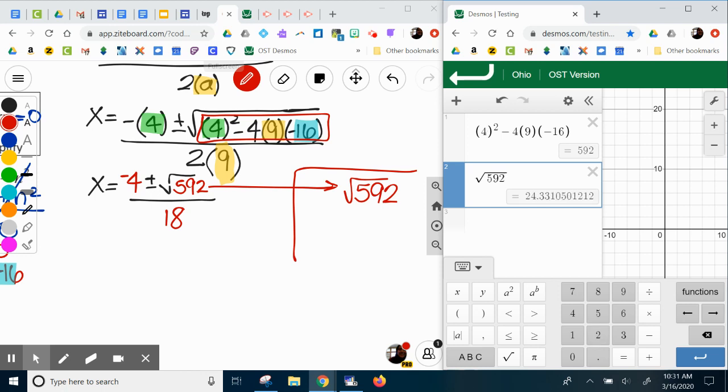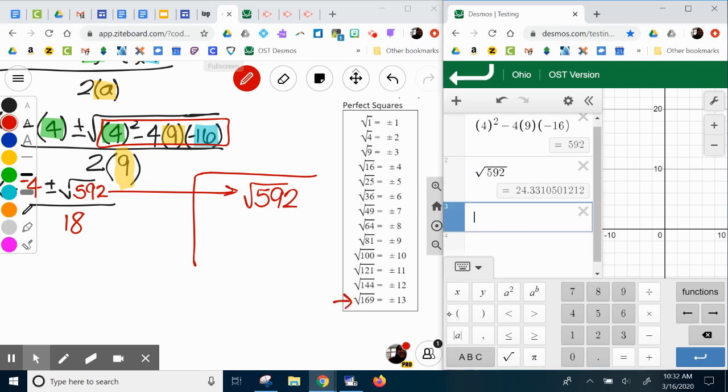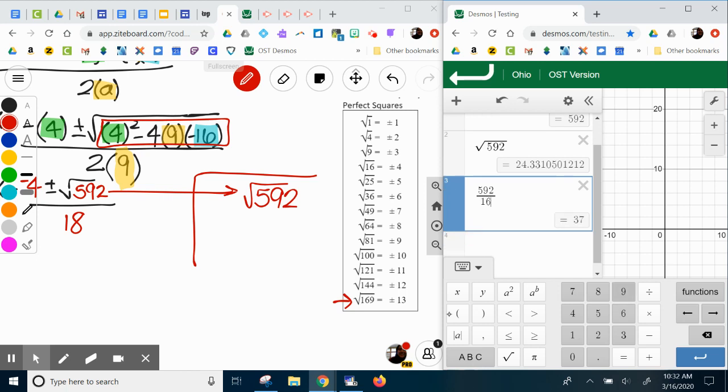Nope, it's a decimal. So I'm going to use our perfect square list. Make sure you are looking at your perfect square list with me. 592 is bigger than all of our numbers, so I'm going to have to start right here at 169. So 592 divided by 169 is a decimal.